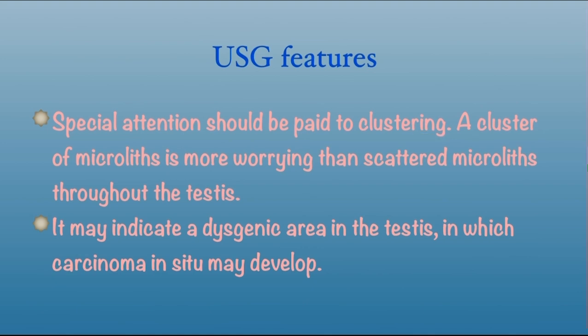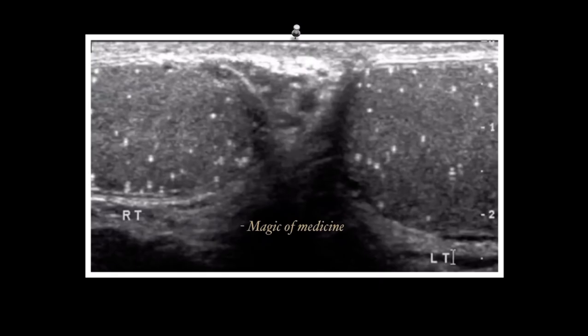So this is a warning feature. A cluster of microliths is more worrying than scattered microliths throughout the testis. It may indicate a dysgenic area in testis in which carcinoma in situ may develop. So remember, look for any clustering. If it is present, it may be the indicator of carcinoma in situ.